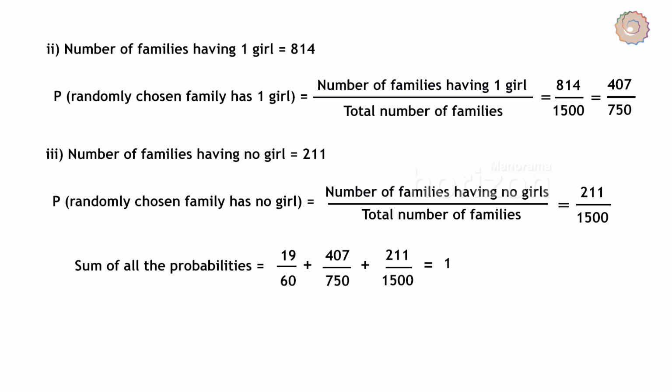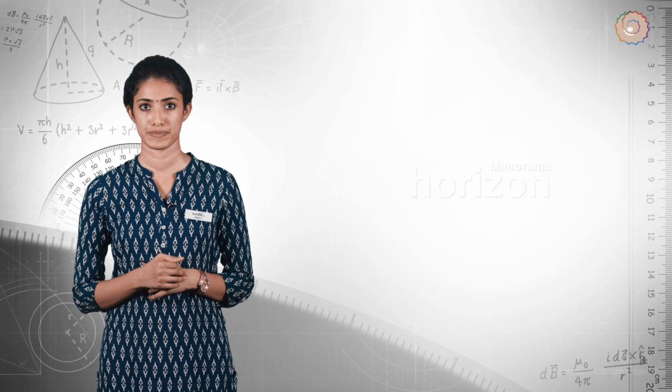Now, let us compute the number of families having no girl child. From the data, the number of families having no girl is 211. Therefore, the probability of a randomly chosen family which has no girl is equal to the number of families having no girl divided by the total number of families, which is equal to 211 on 1500. Summing up all the probabilities, we get 1.